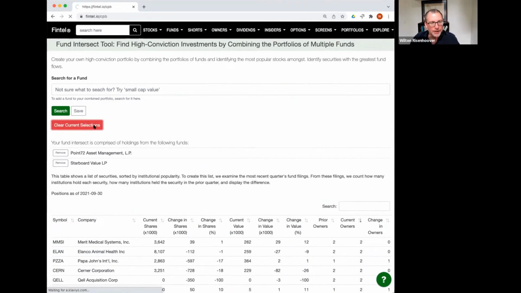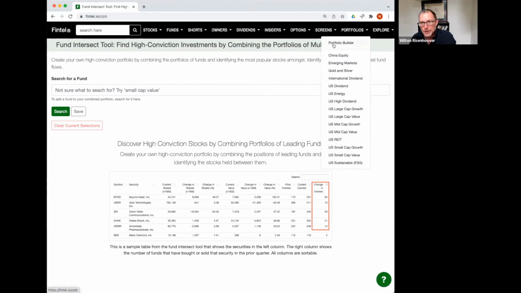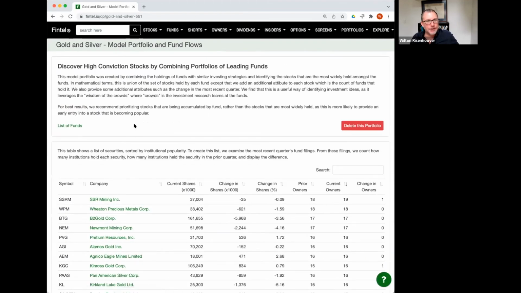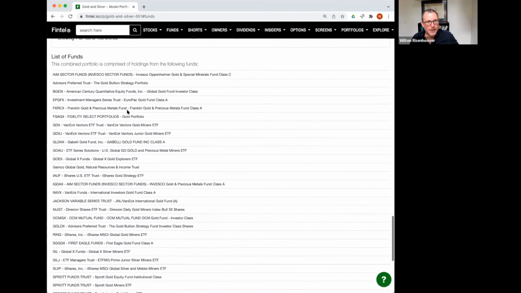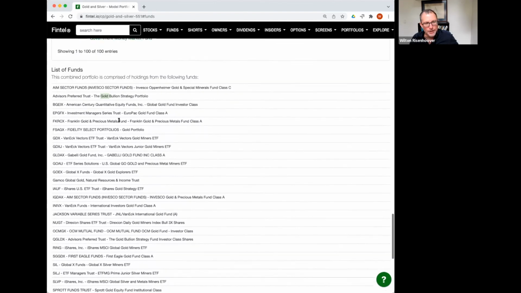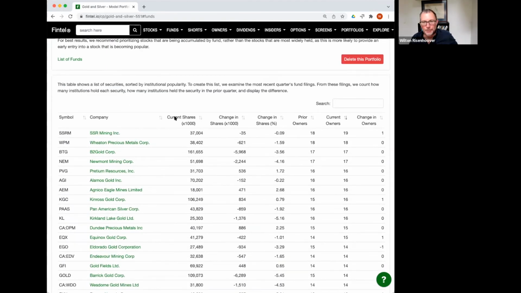Let's clear this out here and let's take a look at some of the pre-built portfolios I have. So if you're interested in gold and silver, for example, or this kind of theme, you can click on the gold and silver fund intersect, the model portfolio here. And what you'll find is that if you click on here, go to the list of funds, here are all the funds that I found in our database that we have data for that include gold and silver. Okay. And what I've done is I've created a big fund intersect of all those funds. And this is what I came up with.